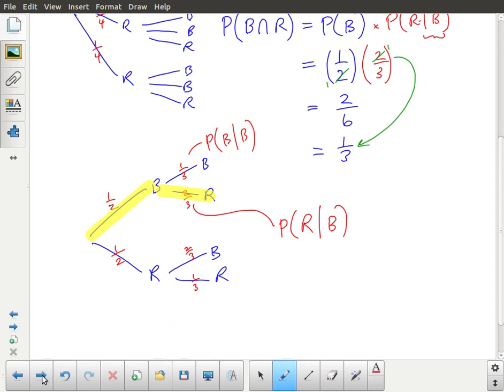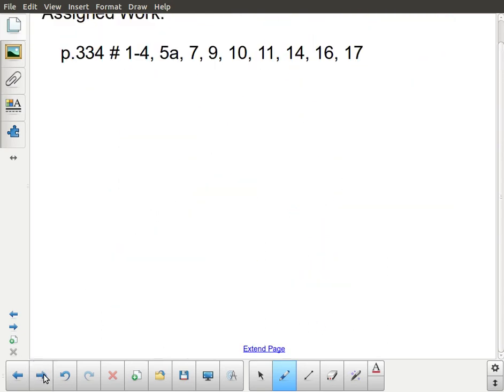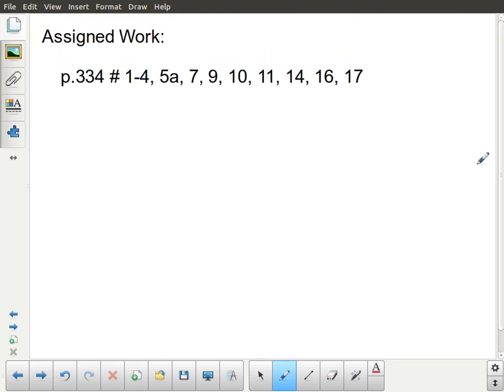Okay, I think that's enough of me talking about this. There is your suggested work from our textbook.